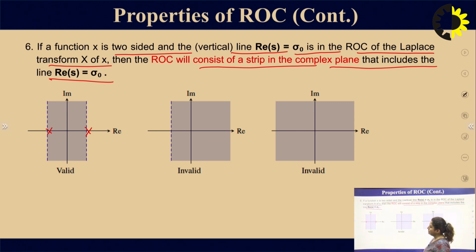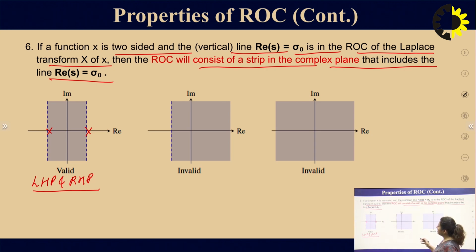So one is for the left side pole we have a right half plane, and for the right side pole we have a left half plane. So it consists of both the left half plane and the right half plane. So this ROC is valid for both sided signal, or you can say for two sided signal.